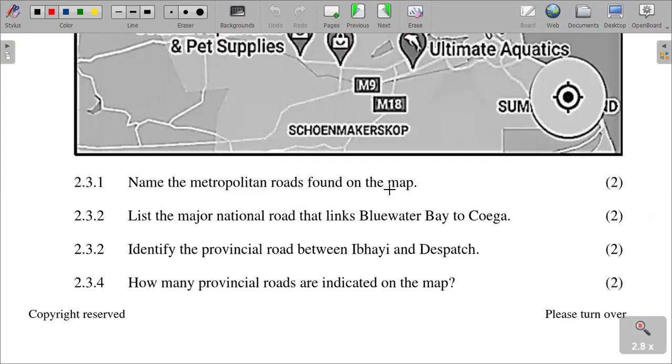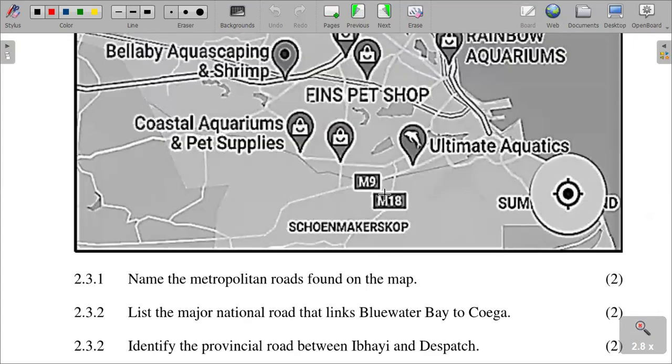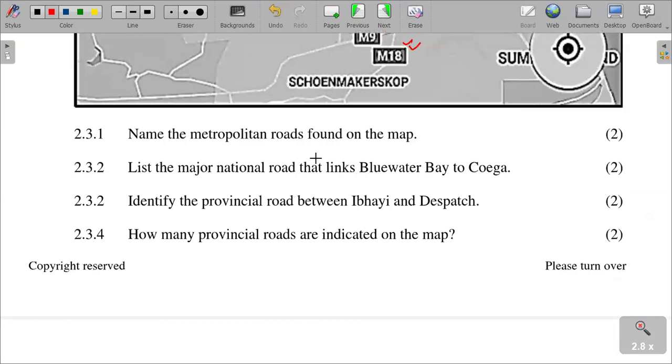So we have 2.3.1, the metropolitan roads found on the map. Let me check. We have M9 and M18. These are metropolitan roads that I can give there, M9 and M18.